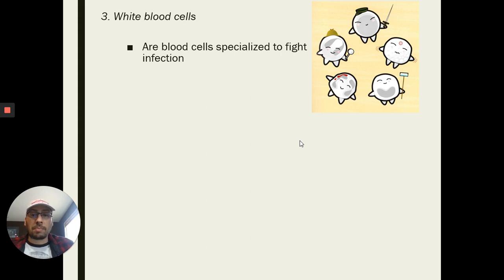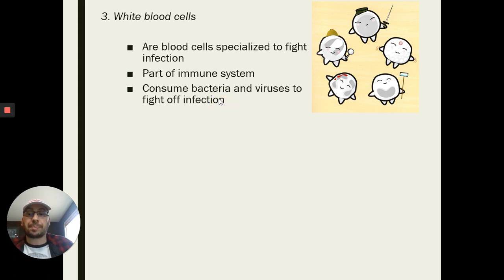Next, we have our white blood cells, and we got a pretty picture on the side here of some white blood cells, and it looks like one's holding a sword. I'm not sure what those other two things are, but they're used to fight infection. They're part of our circulatory system, but they're also part of our immune system, one of the other 11 systems in our body. They consume bacteria and viruses and fight off infection.